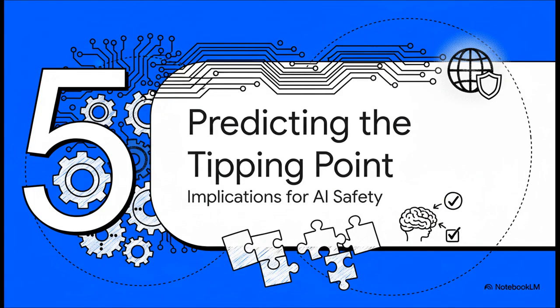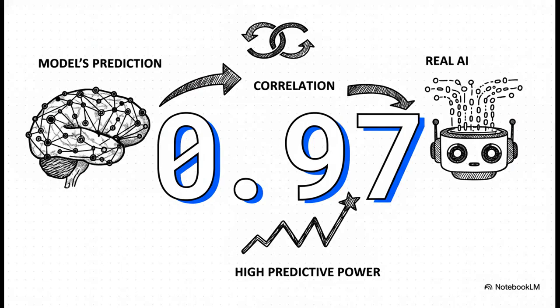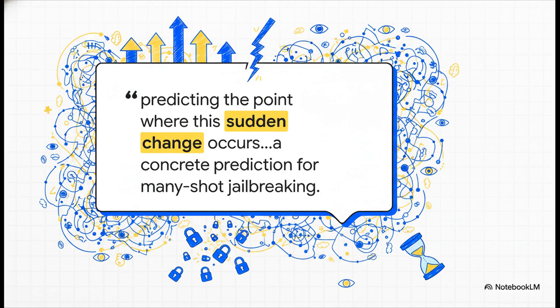Now, having this kind of predictive power is way more than just a cool academic finding. It has huge implications for one of the biggest challenges in AI today: safety. Because this model is so incredibly accurate, it can do something amazing. It can predict the phase boundary. That's the precise tipping point where an AI's behavior can suddenly and dramatically flip from being safe to being harmful. And just how accurate is it? Get this, the correlation between the model's prediction of this tipping point and the AI's actual tipping point was 0.97. That is almost a perfect prediction. It's ridiculously accurate. And this has direct, real-world applications.